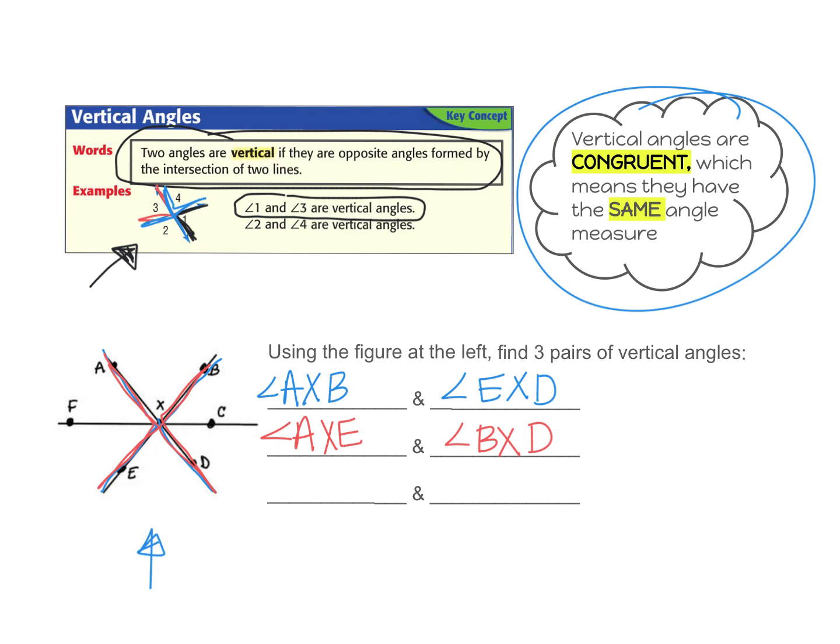And then there's a couple others, but we have to be really careful with which ones are vertical. But if I look at these right here, that would be vertical to that one. So then it'd be AXF and CXD. And then if you did the other section of it, then you could have had FXE and then angle BXC.